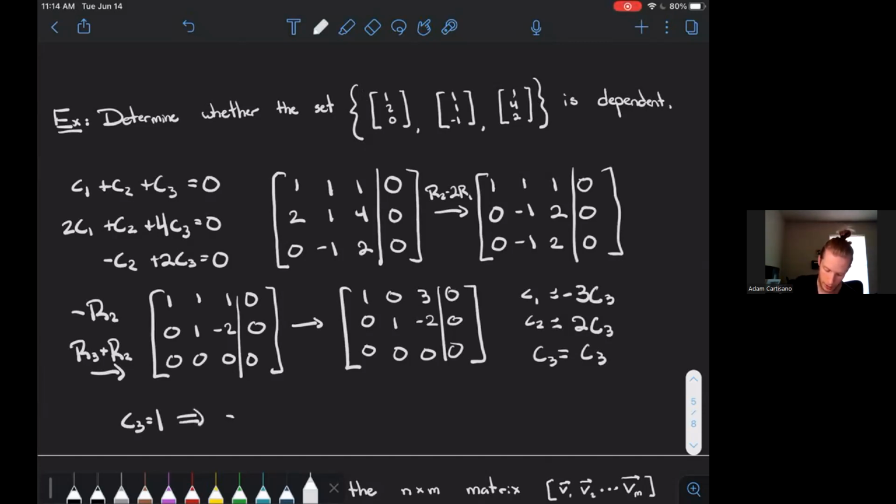In other words, negative 3 times the first one, 1, 2, 0, plus 2 times the second one, 1, 1, minus 1, plus 1 times the third one, 1, 4, 2.